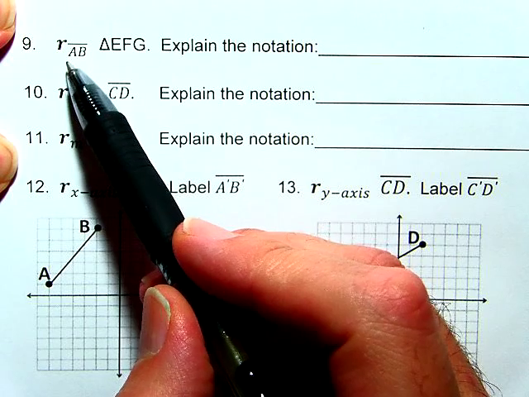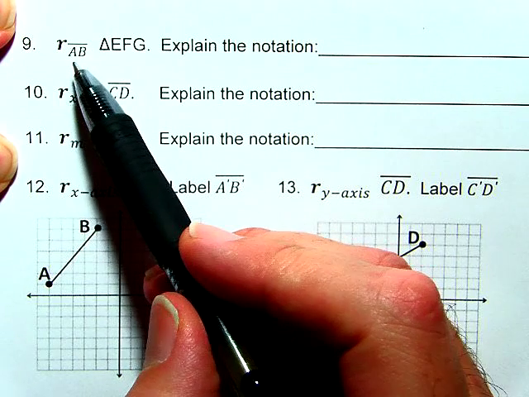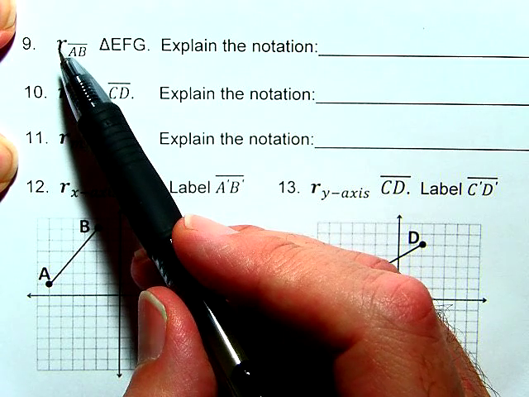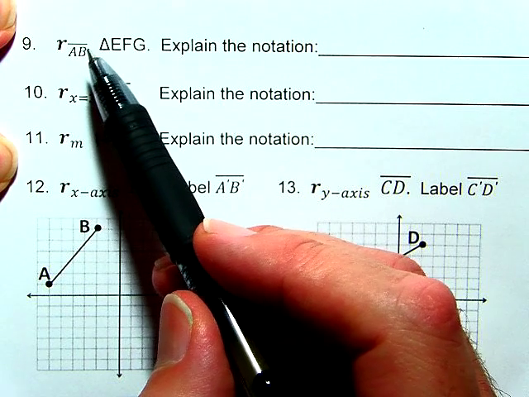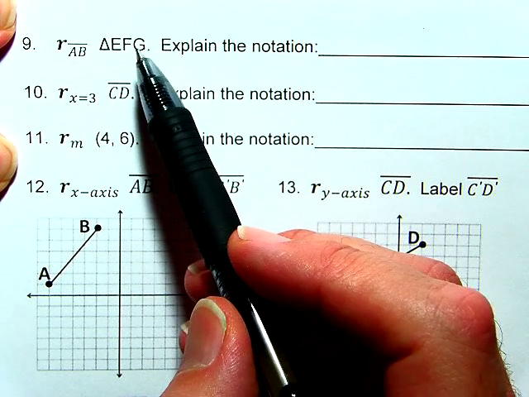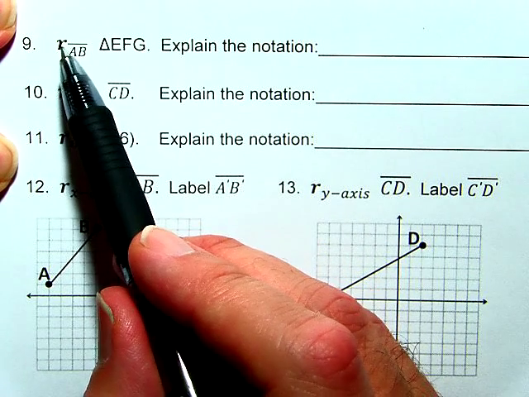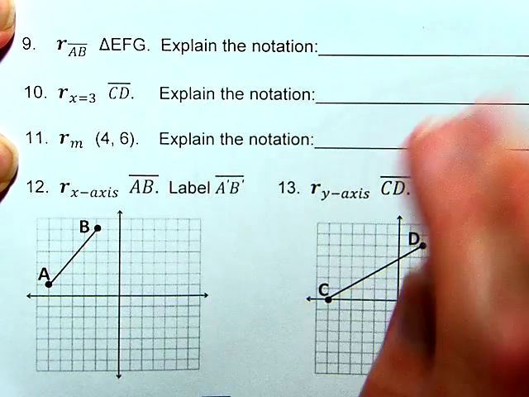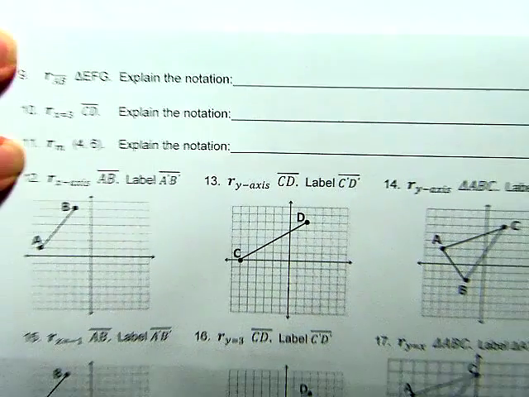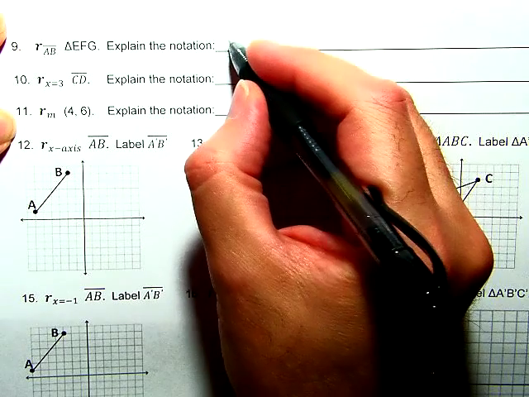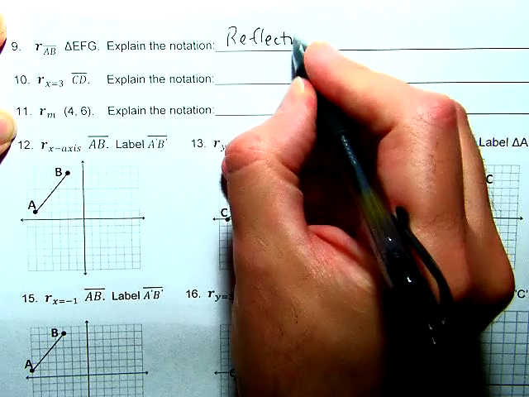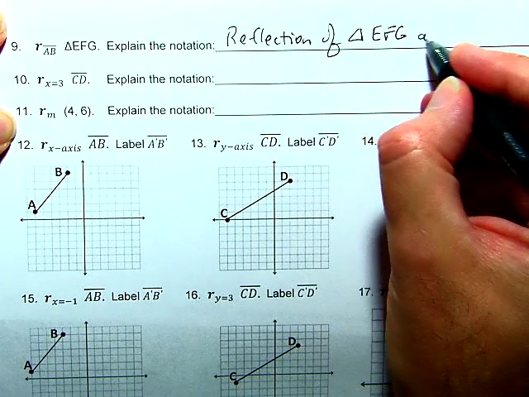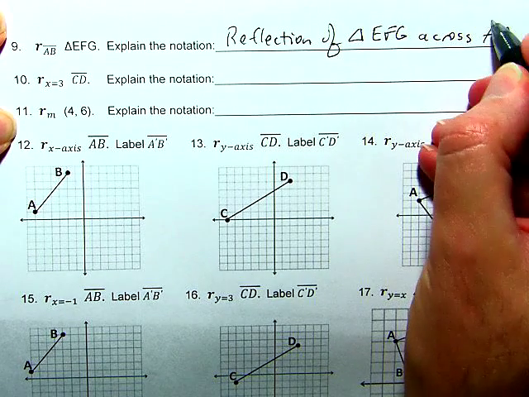The subscript here is line segment AB. This is where we're taking the reflection across. That is the mirror line. Okay, so we're saying take the reflection, the mirror line is line segment AB, and the pre-image is triangle EFG. Okay, so this is read as the reflection of triangle EFG across line segment AB. So let's write that in. So this is the reflection of triangle EFG across line segment AB.